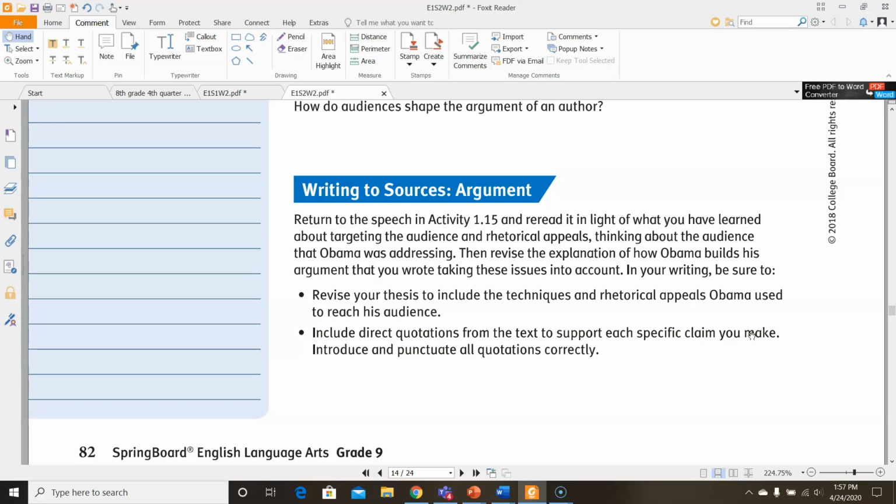Now, when you do this, I want to point out that you don't have to write an entirely new paragraph or piece of writing. You're just revising your previous piece in order to meet these new goals, okay? So that's all there is to do for this activity.